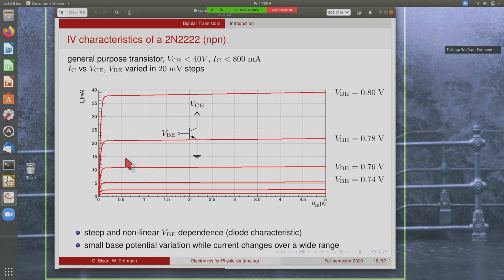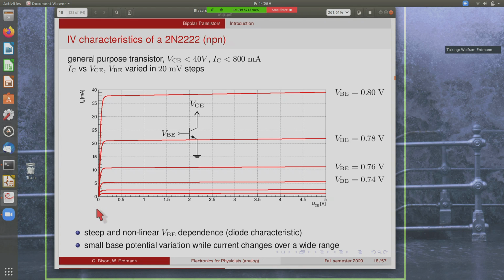Okay, so let's look at the characteristics now of one typical transistor. So this is the 2N2222, which is a very commonly used NPN general purpose transistor. The collector emitter voltage for this one must be less than 40 volts, and the collector current less than 800 milliamps. So these types of transistors are usually operated with a few volts and a few milliamps. But there are also transistors that can work for substantially higher currents and voltages, but then they have bigger packages, of course. These are more specialized transistors.